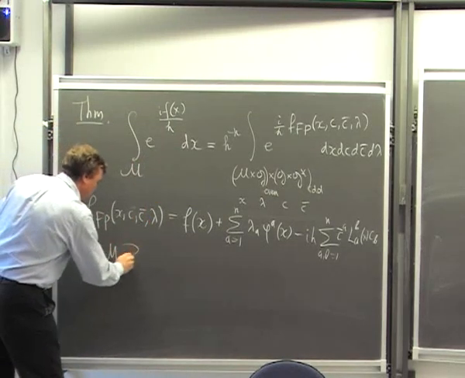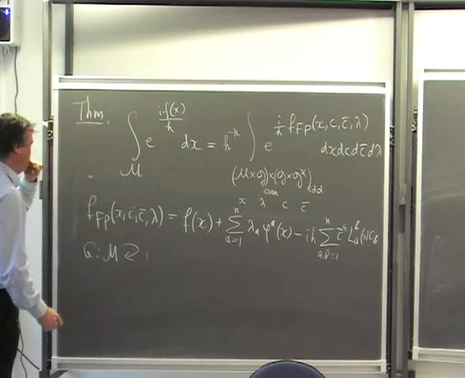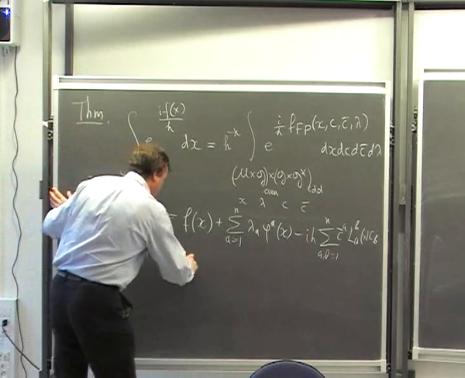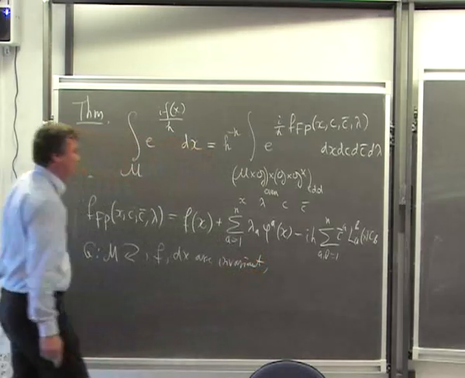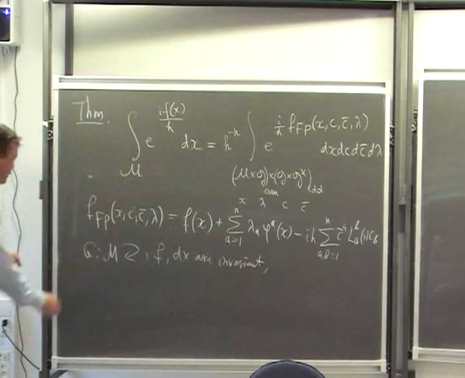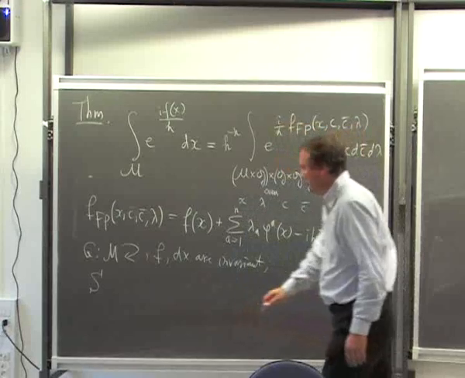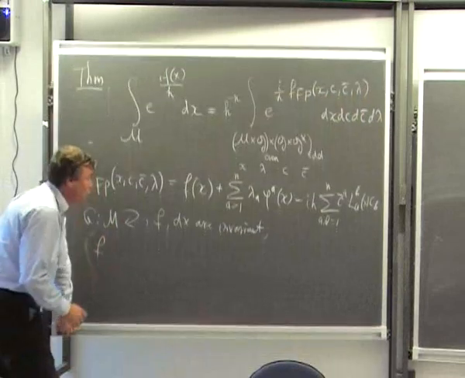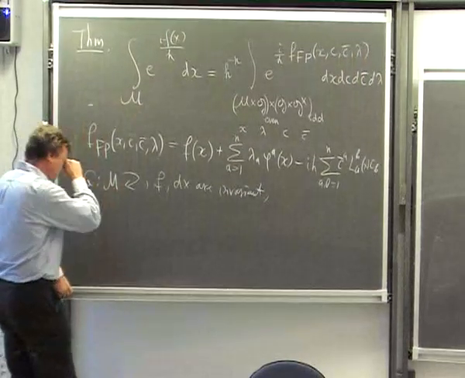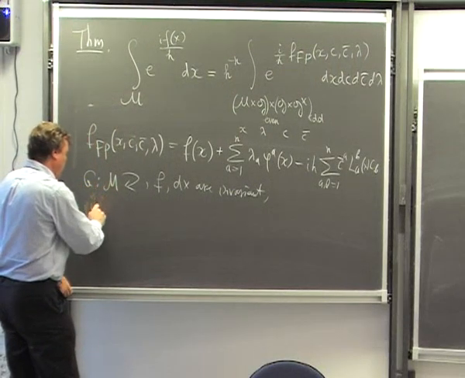There is a Lie group acting on M, so that f and dx are invariant. Any conditions or assumptions on the action? The assumption is the following. Critical points. Yes, so the action is with no stabilizers.